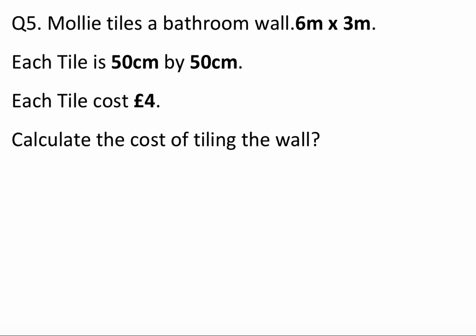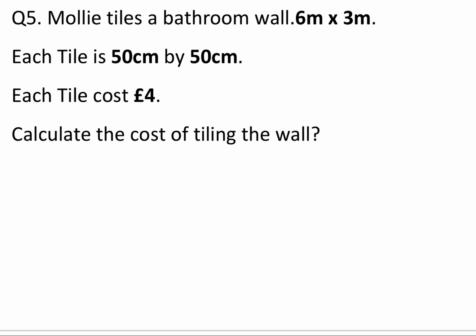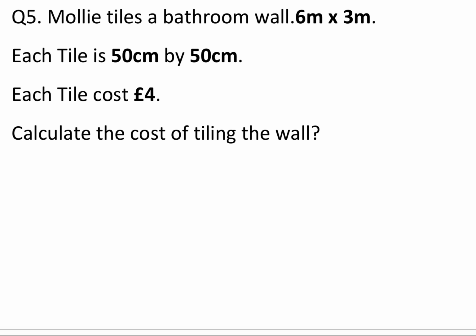Molly tiles a bathroom wall at 6 by 3 meters. Each tile is 50 centimeters by 50 centimeters. Each tile costs £4. We need to calculate the cost of tiling the wall. Right. So, as I say, when you're working in units, the tile's in centimetres and the wall's in metres. So if we find out the area of the wall in centimetres, that's going to help. Let's get the units into the same value.